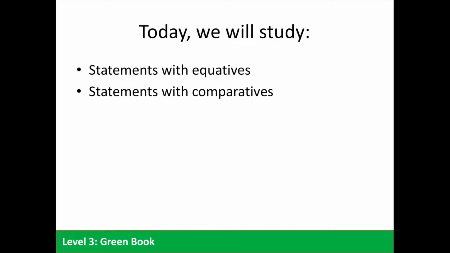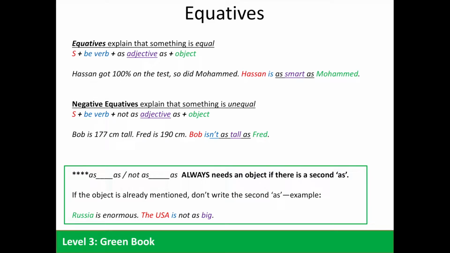So in this lesson, we'll talk about statements using equatives as well as statements using comparatives. In English, equatives are used to explain that something is equal. Looking at our structure, we start with the subject, followed by the be verb, as adjective as, then the object. For example, Hassan got 100% on the test. So did Muhammad. Hassan is as smart as Muhammad. Again, in this example, Hassan and Muhammad are equal.